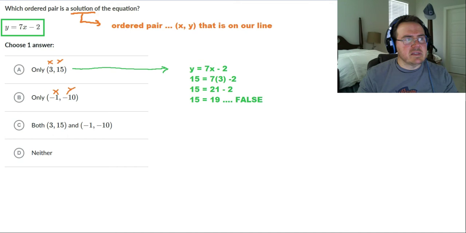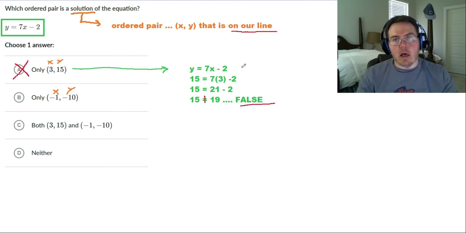Okay, so this is the moment when you have to consciously decide, well, if that doesn't make any sense, then that is false, meaning that this is not a solution, meaning this one is not on our line. Okay, so let's try the next one.